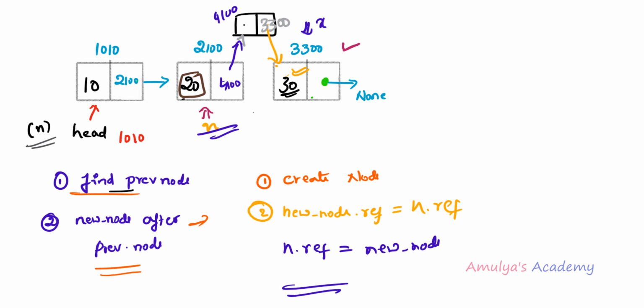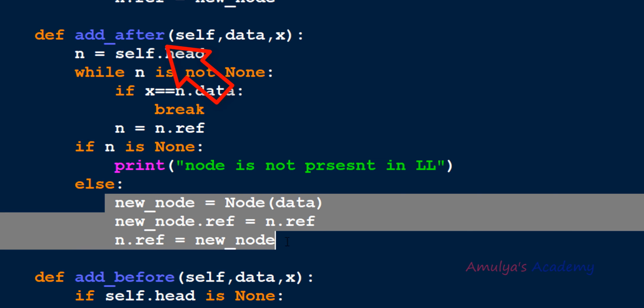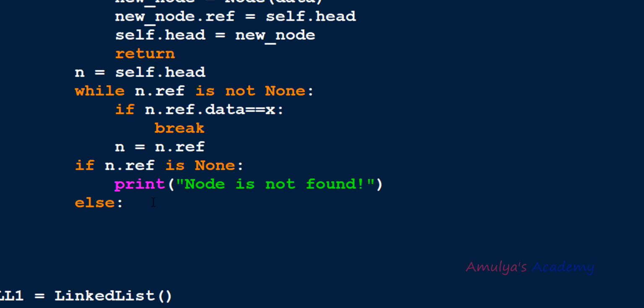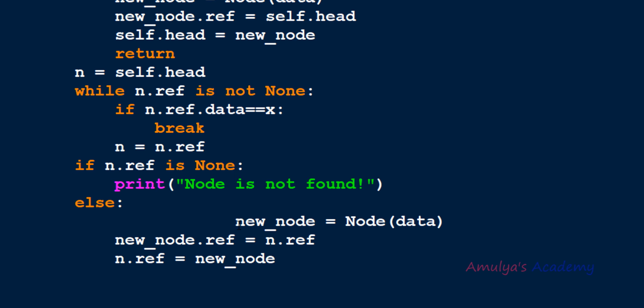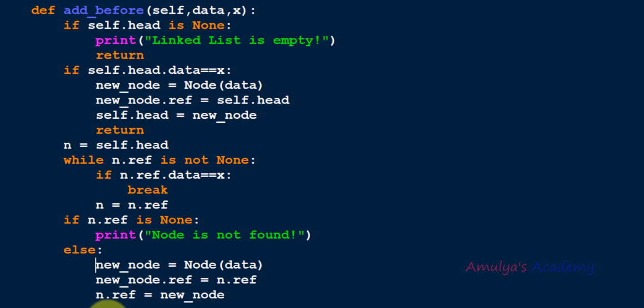So now we need to write this code. We need to go to the previous node of the new node and we need to add the new node after the previous node. This code is the same as adding the element after the given node, which we discussed in the previous tutorial. Here you can see we did the same thing, right? So just copy this code. So we are done with the program now. So let's execute and see whether it works properly or not.